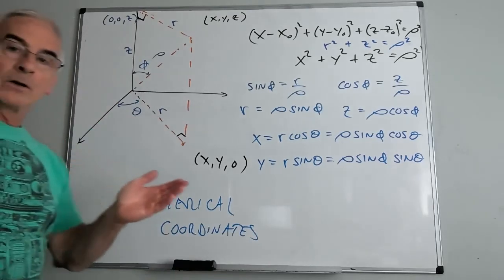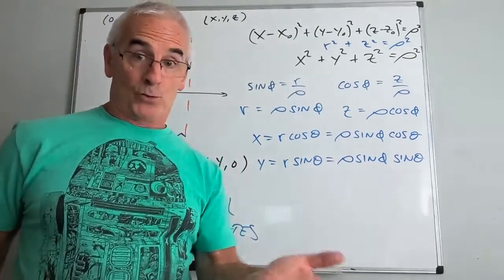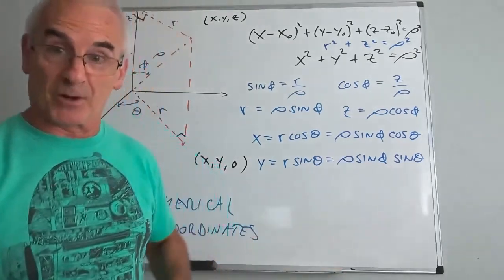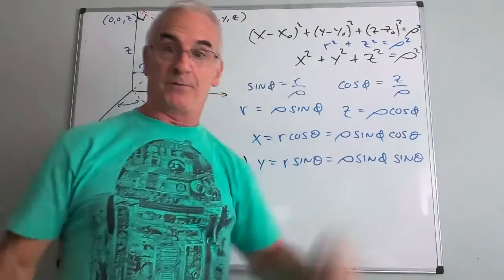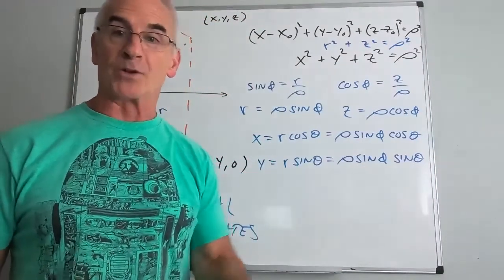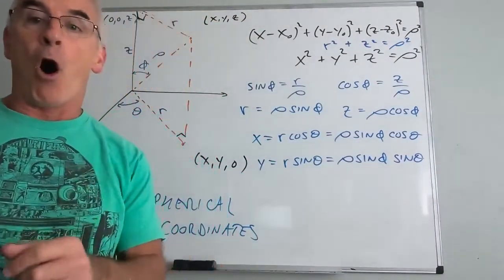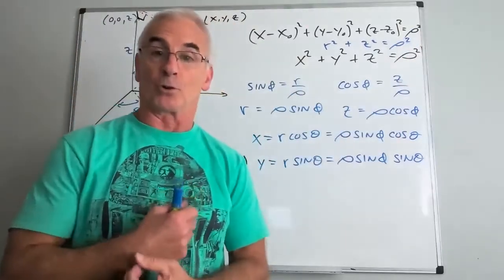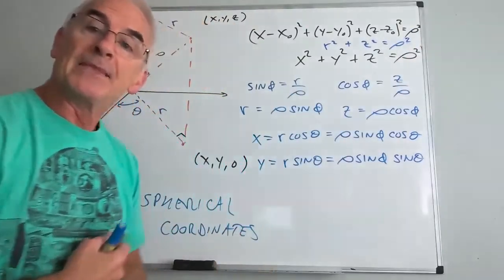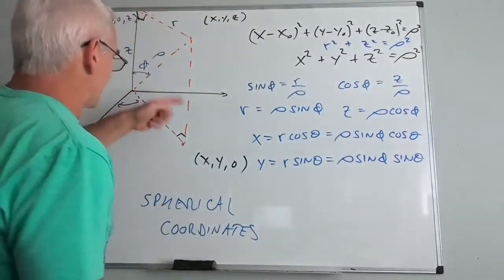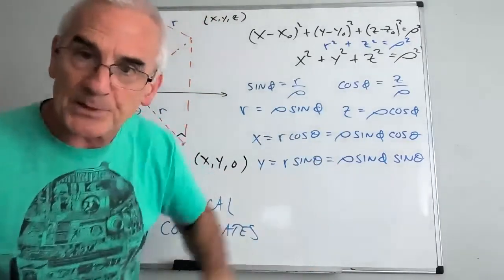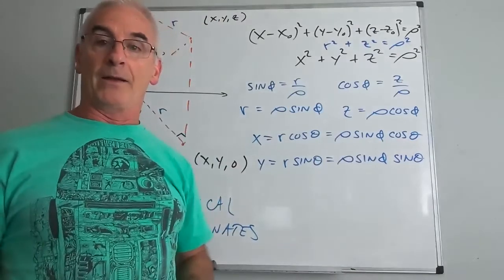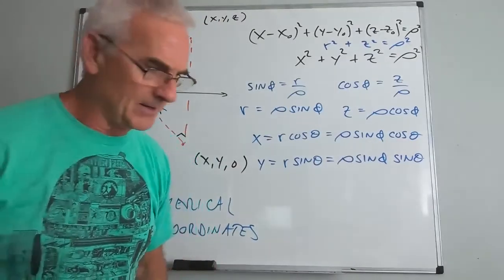Well, rho, like r in polar, is generally going to go between 0 and the outermost part of the sphere. So rho is not going to be a negative value. It generally ranges from 0 to the outer part of the circle or whatever shape you're dealing with. Now, theta is still the same theta. Theta is still going to have a range potentially of 0 to 2 pi. But what about phi?